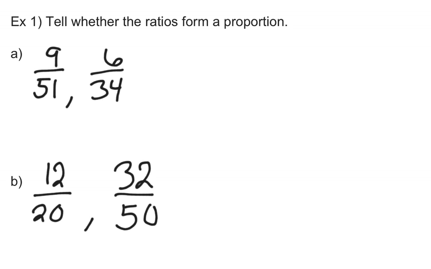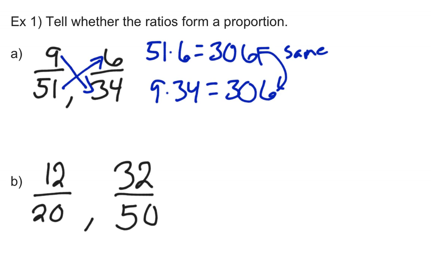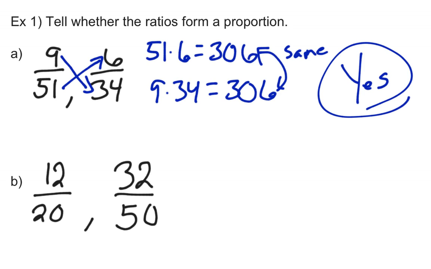Okay, we're back. If I want to prove whether these things form a proportion or not, we're going to do what we just talked about on the other page, which is multiply their cross products. So for part A, I'm going to do 51 times 6, and that equals 306. That should be the same thing if I multiply the other diagonal, 9 times 34. And so I do 9 times 34, and absolutely, that does equal 306. Because these two things are the same, yes, these two ratios, 9 over 51 and 6 over 34, do form a proportion. Absolutely.